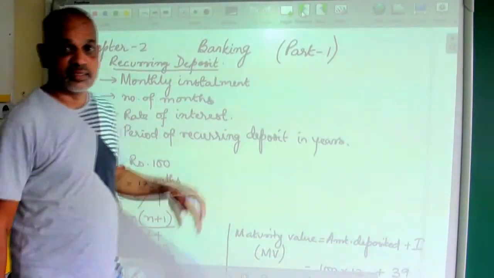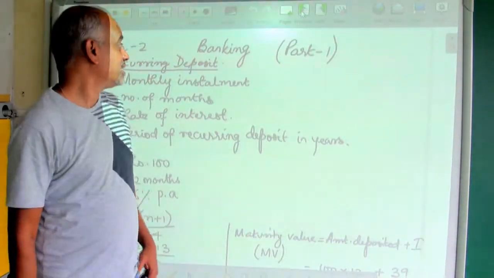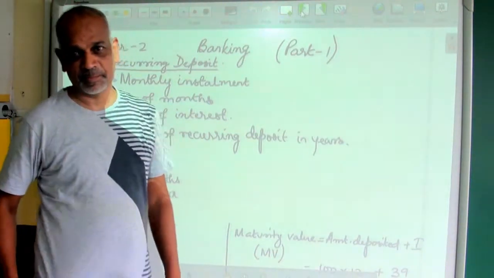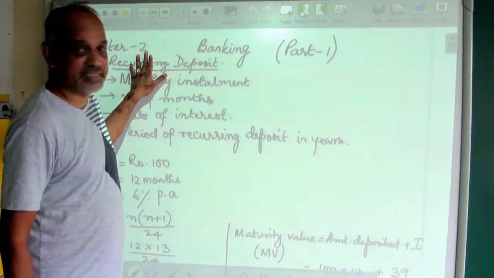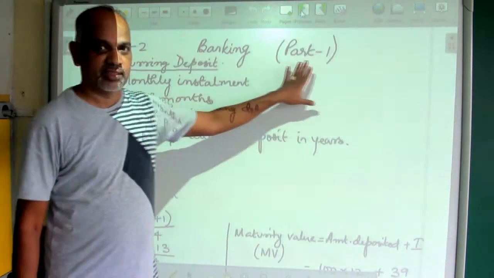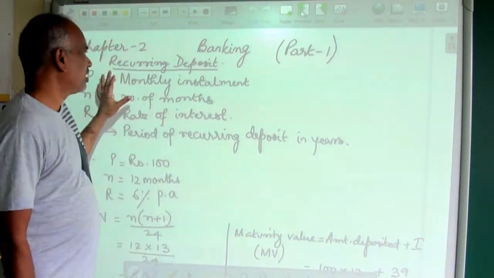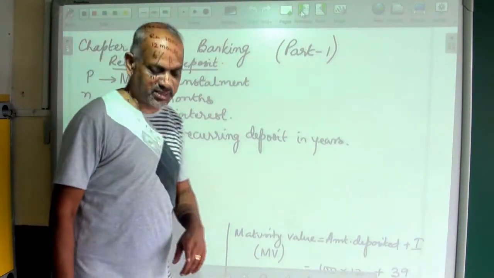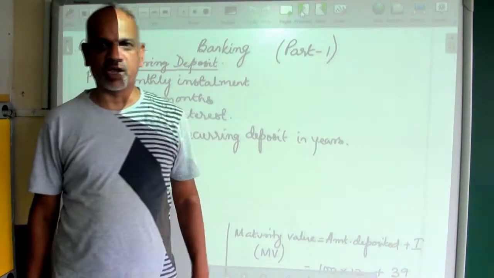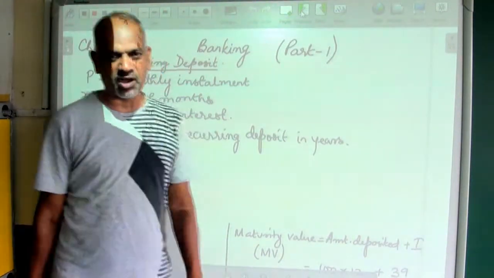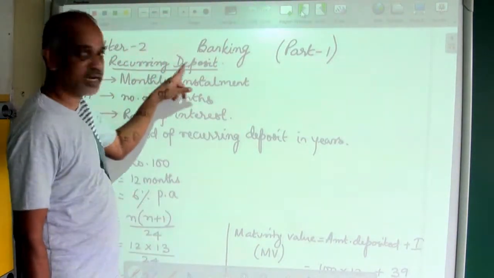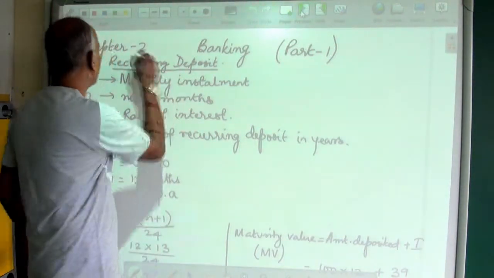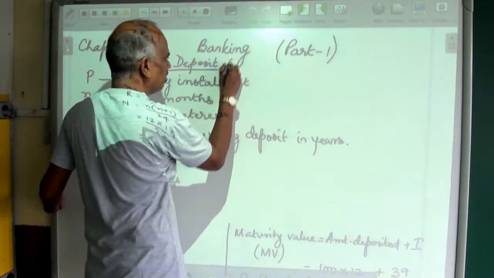Okay, this is a new chapter on banking. This is chapter number 2, the first part. In banking, you're going to see about one type of account. That one type of account is called recurring deposit account.